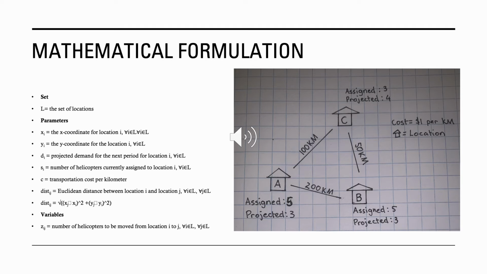The projected demand for the next period for the location represented as d. The number of helicopters currently assigned to the location represented as s. The transportation cost per kilometre represented as c. And the distance between two locations represented as dist. The variables for the problem are the number of helicopters to be moved from location I to J, represented as Z.